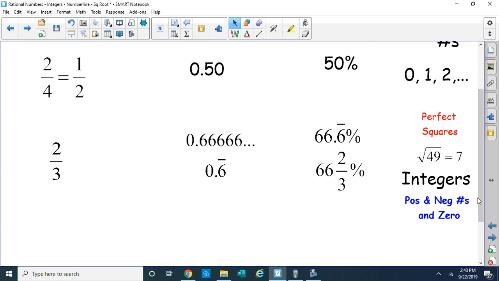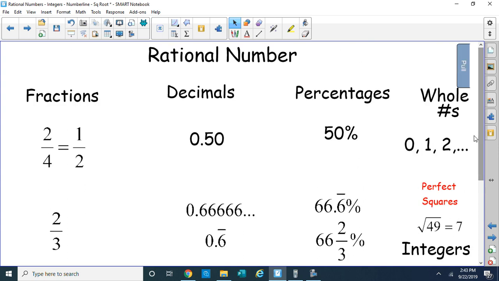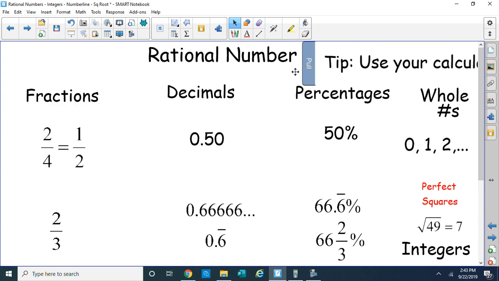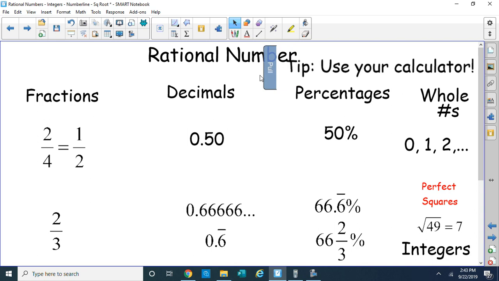So those repeating decimals or terminating decimals should help you out as far as knowing what's a rational number. But your tip would be to use your calculator to determine if it's a rational or non-rational number. If you can't change it from a fraction to a decimal to a fraction, basically you're not dealing with a rational number. So those are some examples of rational numbers.